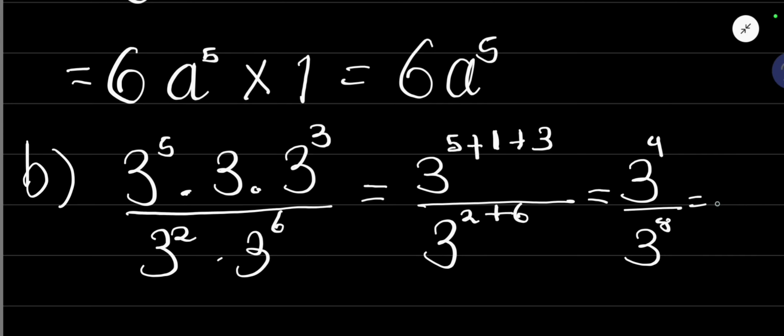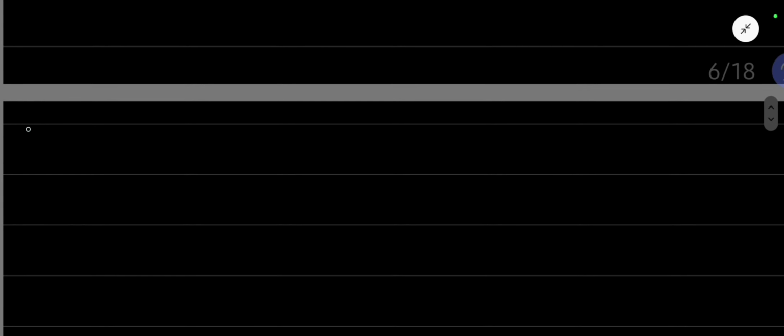Okay, let me just try to write 3 exponent 9 minus 8. Okay, and then we know that the answer is 3 exponent 1, which is the same as 3. Okay, let's go to C.